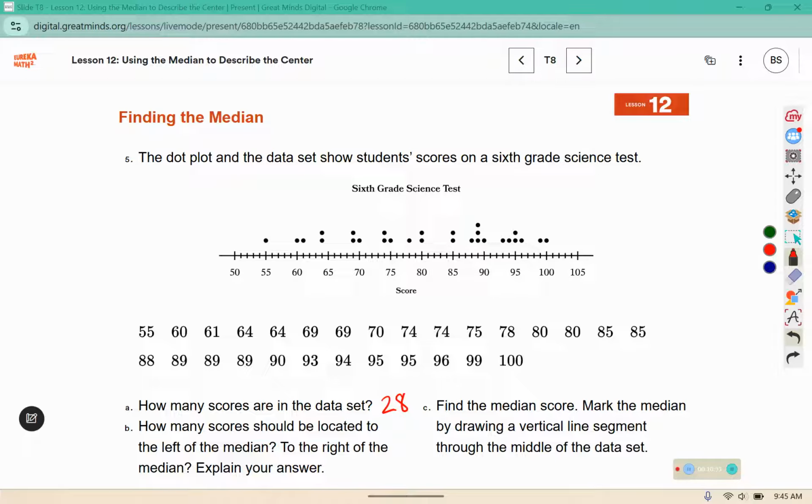B asks, how many scores should be located to the left of the median and to the right of the median, and explain. Well, if there's 28 and the median is the middle, we would want 14, because that's half of 28, to the left, and 14 to the right, because it represents the middle.